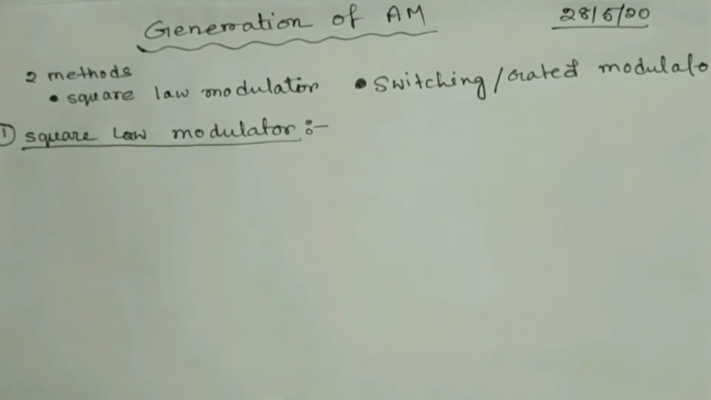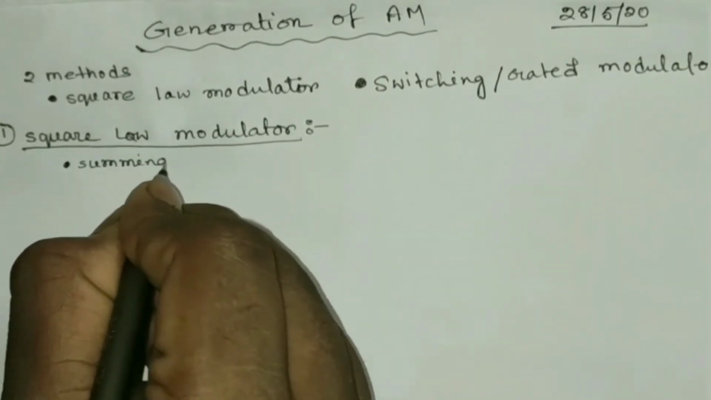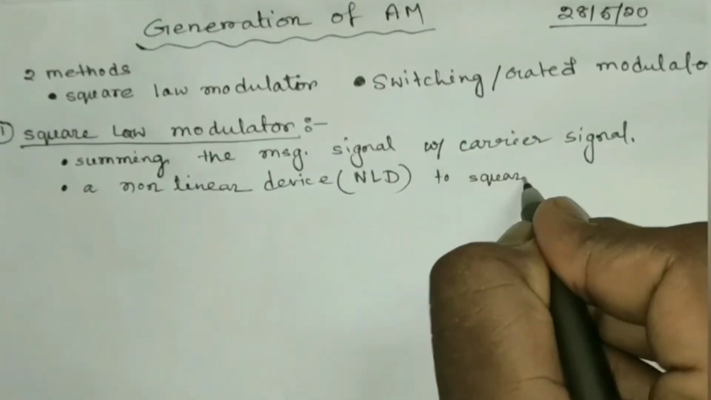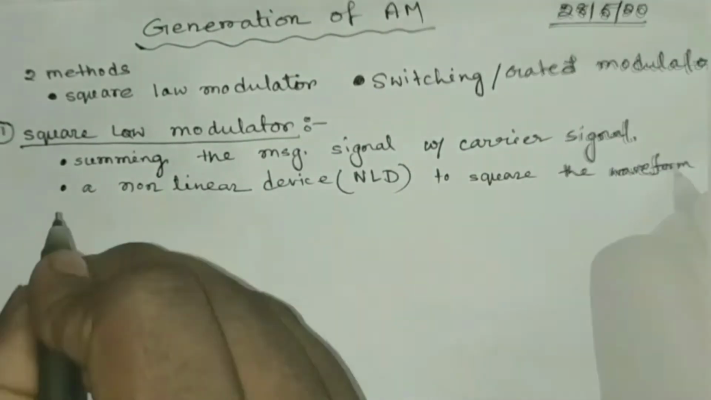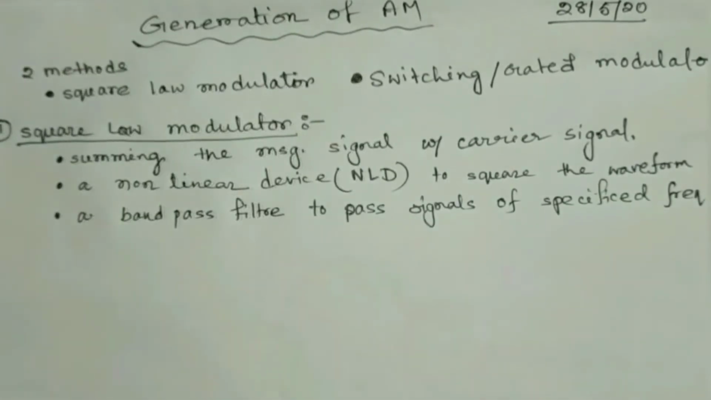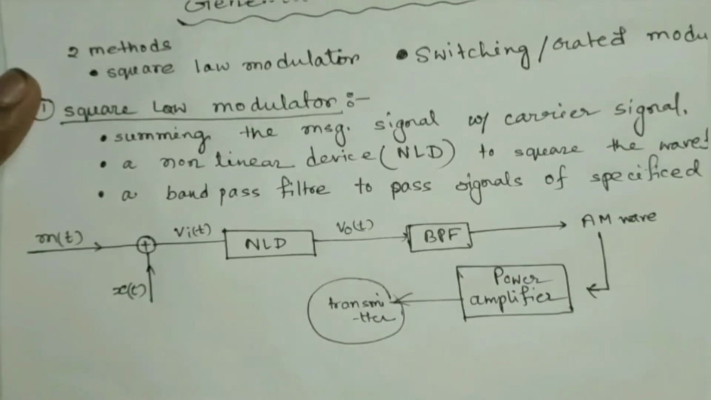It has three features. First is summing up the message signal with the carrier signal. A nonlinear device is connected to square the waveform and a bandpass filter is used to pass signals of specified frequency. This is the block diagram of this method.